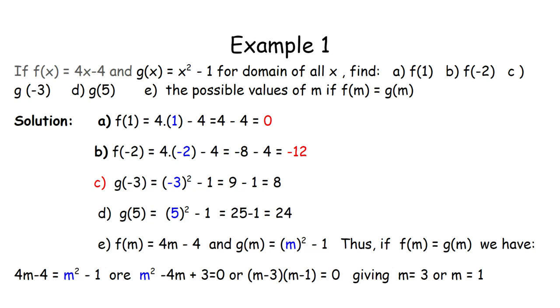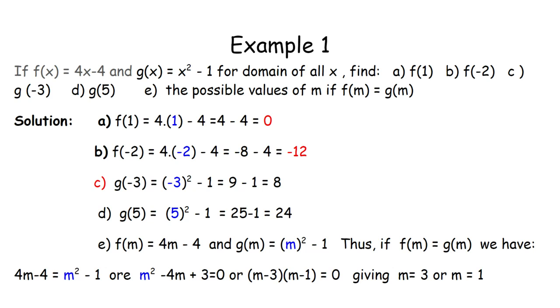D, g of 5 equals 5 squared minus 1 equals 24. F of m, let's find f of m. That means that in place of x at the function f of x, we substitute the number m, and we have f of m equals 4m minus 4. And g of m, we substitute or plug in place of x at the function g of x the number m, and we obtain g of m equals m squared minus 1.